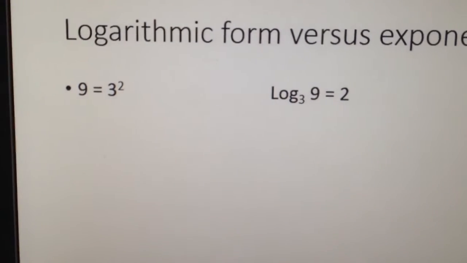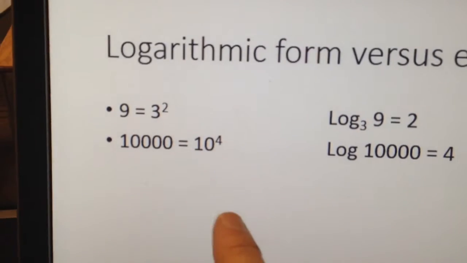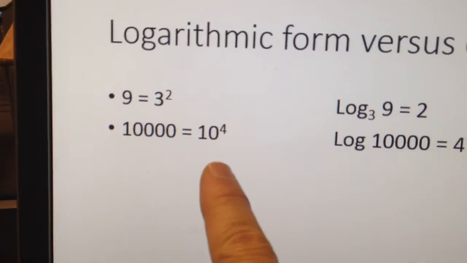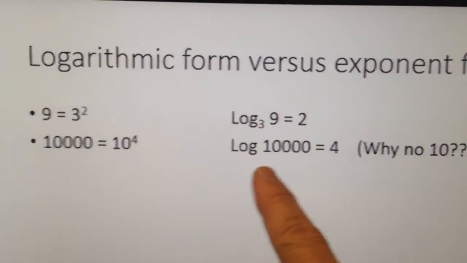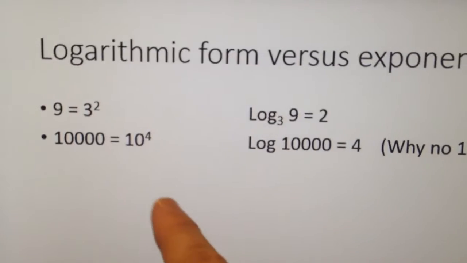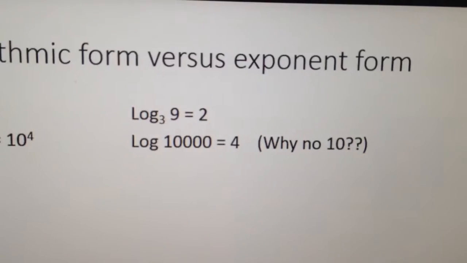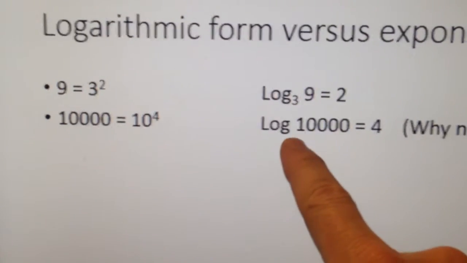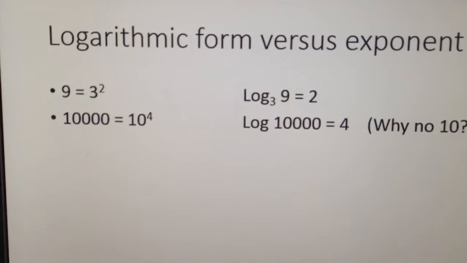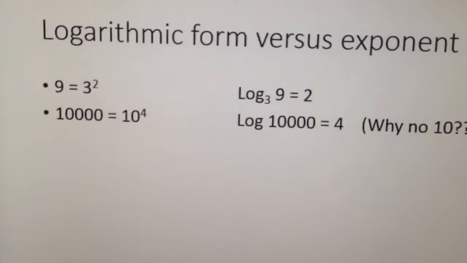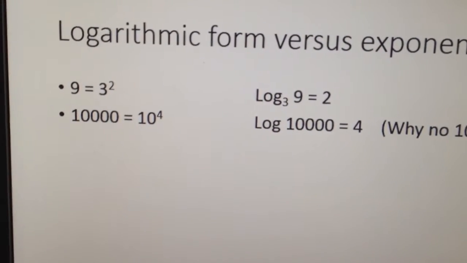Okay, so once again, you can just memorize where things go here. 10,000 is 10 to the 4th, that's true. I can rearrange that and say, in logarithmic form, that's log 10,000, and the answer is really just 4. And then the question is, why is there no 10 here? If we just say log, we imply that it's a 10 there. You can write the 10 there, but you don't need to. Usually if we say log, we mean log base 10, or sometimes when people say log, they mean natural log, but they'll typically say natural log.